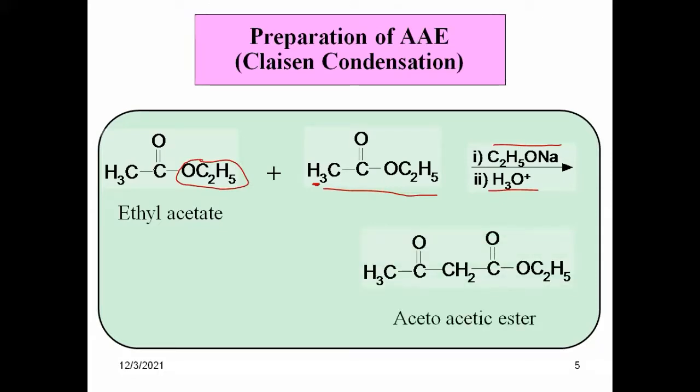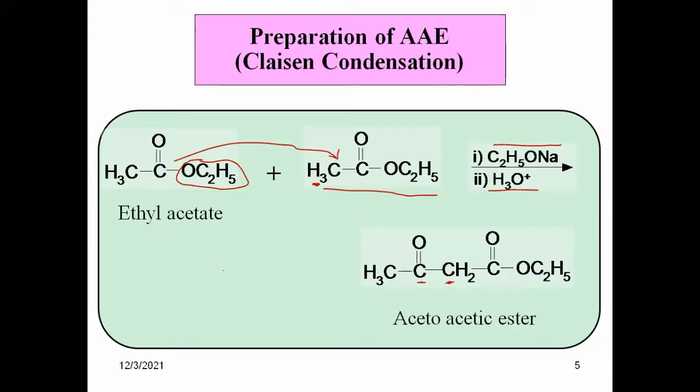Then that carbonyl group, this C double bond O group, becomes directly attached to that CH2. This carbonyl group is directly attached to the CH2, and there is formation of our expected product, acetoacetic ester, also known as ethyl acetoacetate. This is a simple condensation, and the byproduct is ethyl alcohol. This reaction is called Claisen condensation.